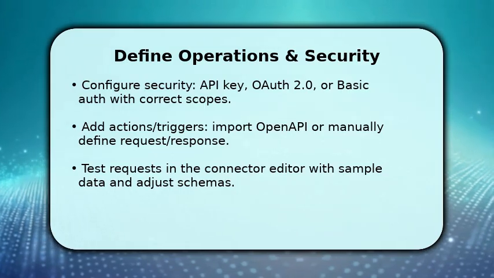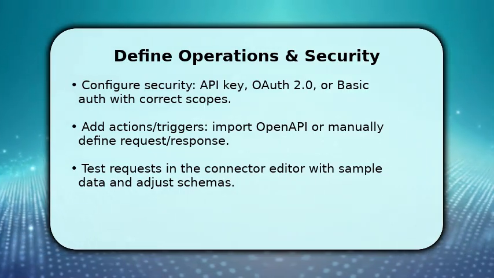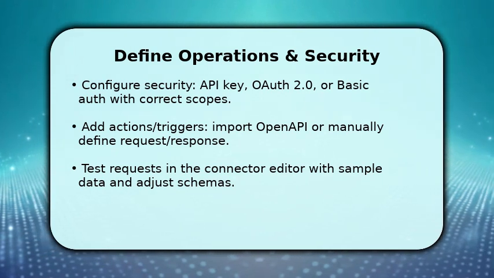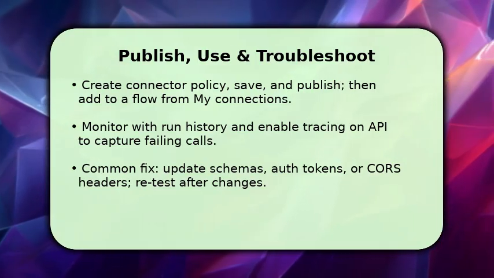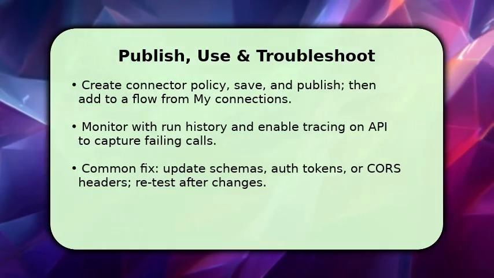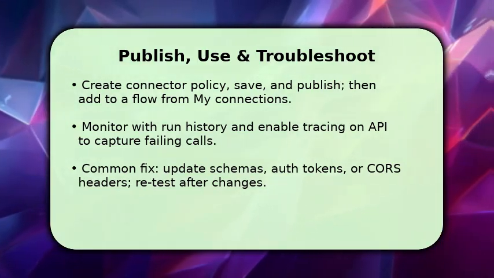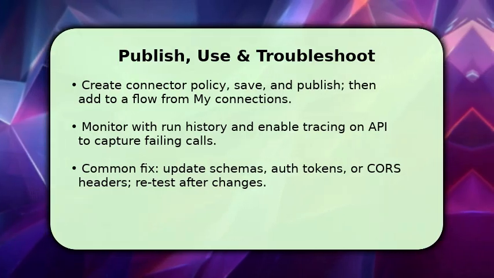Once defined, use the built-in test tab to run sample requests. This exposes header issues, CORS problems. Finish by saving and publishing the connector so it appears when you add an action in a flow. Authorize the connection, insert actions into a flow, and run it to validate end-to-end behavior.